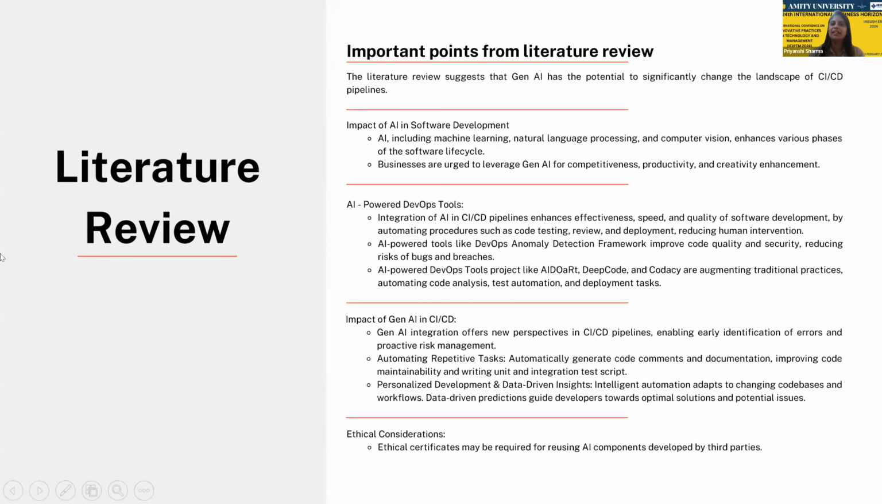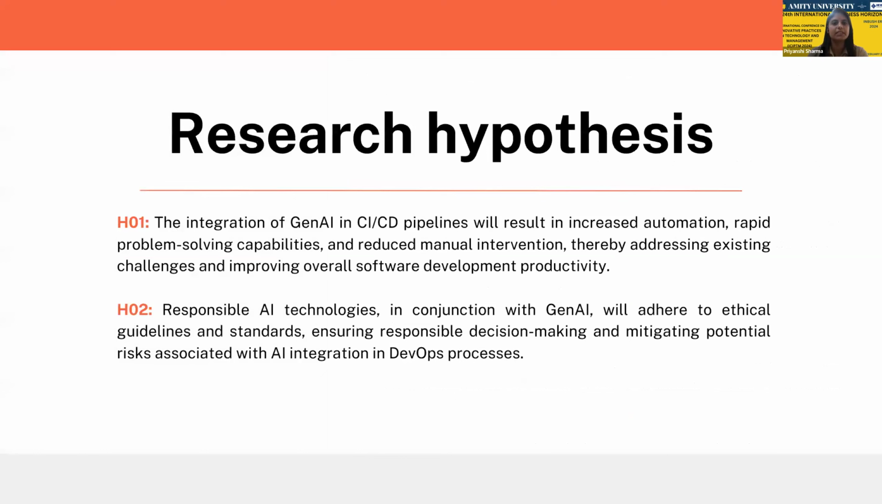From our literature review, we understood a few things. We understood the AI impact, starting with machine learning, natural language processing, and everything. All these have some impact on the software development life cycle. There are DevOps tools, like the DevOps anomaly detection framework mentioned in a paper, which are AI DevOps tools that improve code quality and security and also reduce the risk of bugs. We came to know about the impact of generative AI: it enables early identification of errors and the proactive risk management that we are going to discuss through this paper.